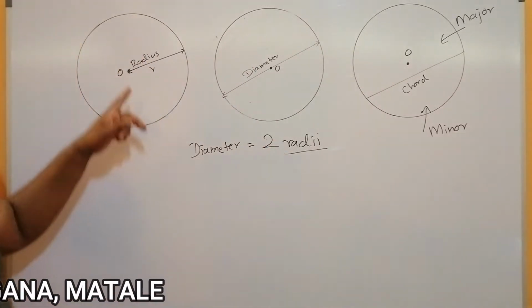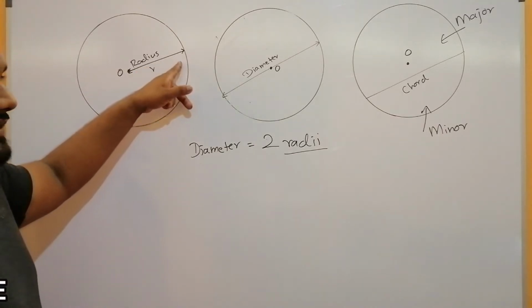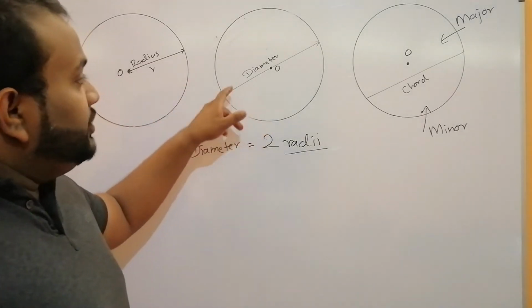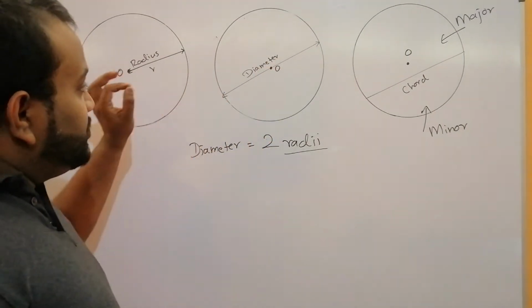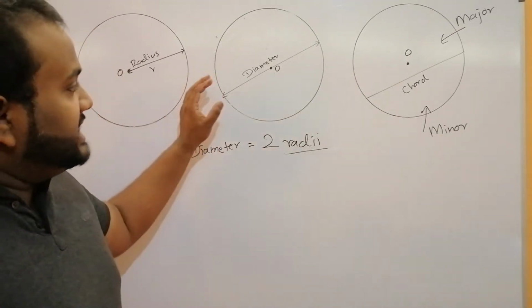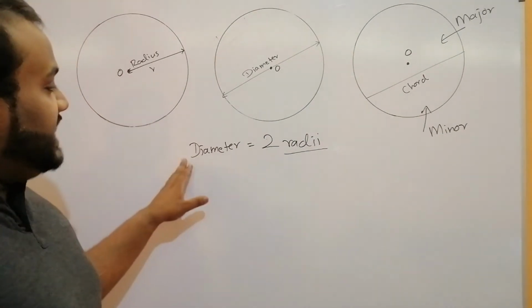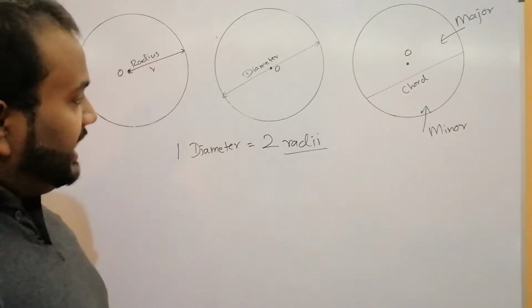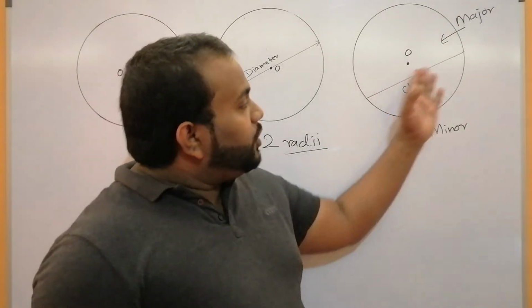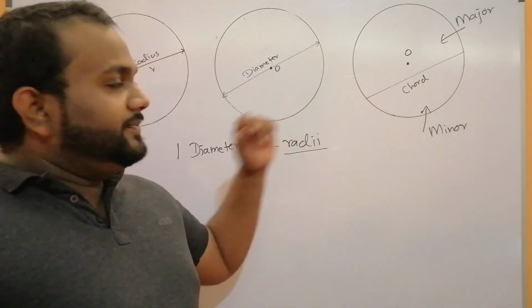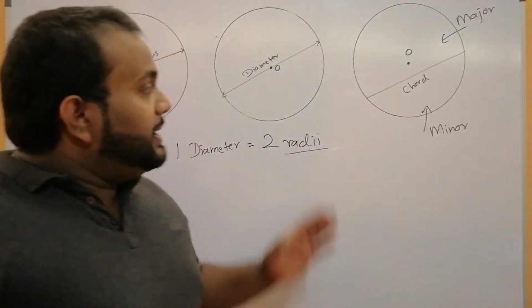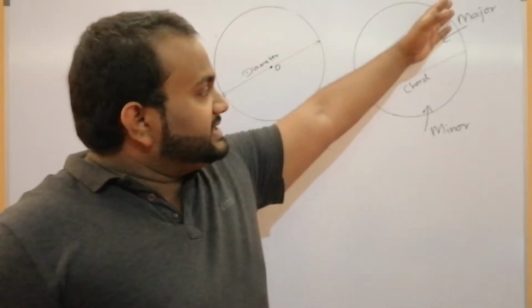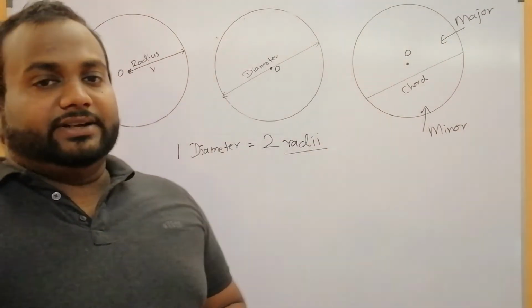So again, a line drawn from the center to the outer line of the circle is known as the radius. The line which touches 2 points of the circle and which is drawn through the center is known as the diameter, where one diameter is equal to 2 radii. On the other hand, next we have the chord, a line which touches the 2 points of the circle but does not go through the center, and divides the circle into two parts, the major segment and the minor segment.